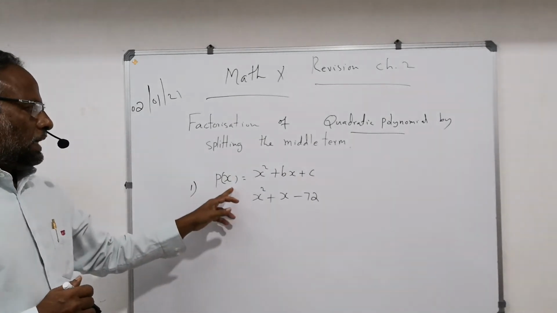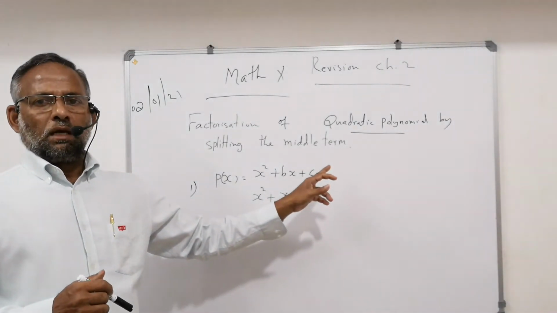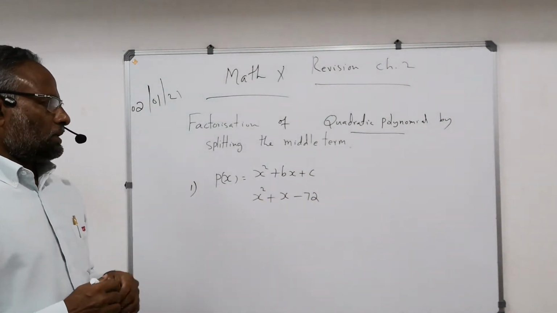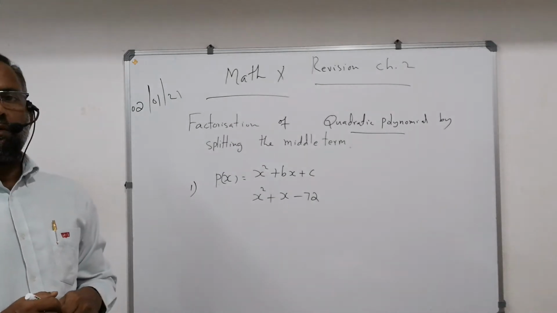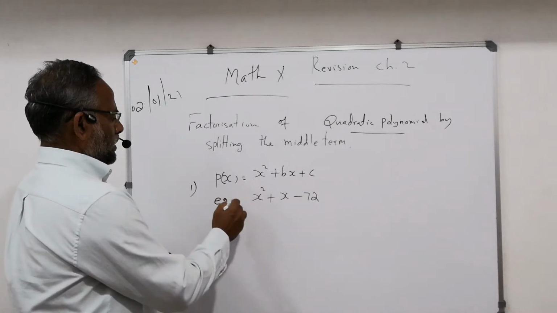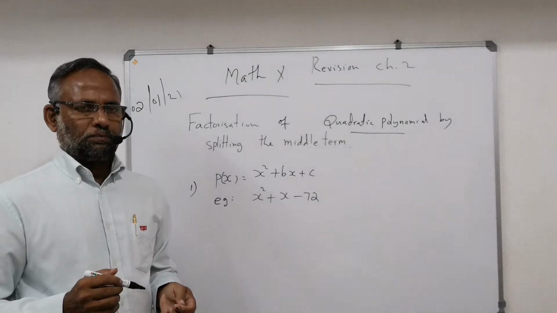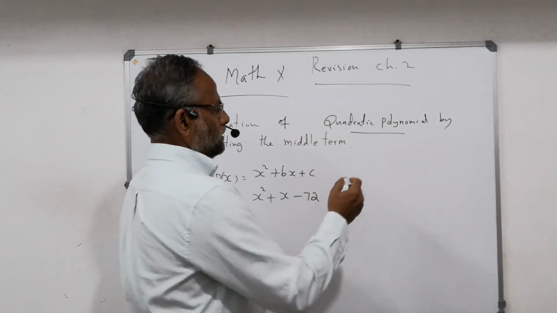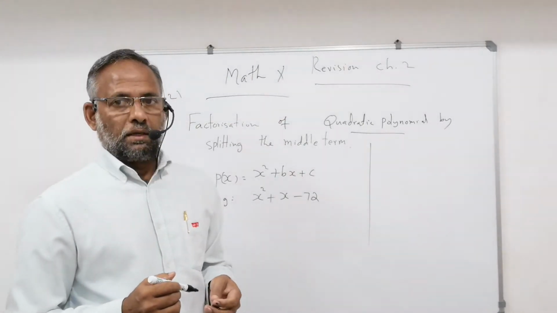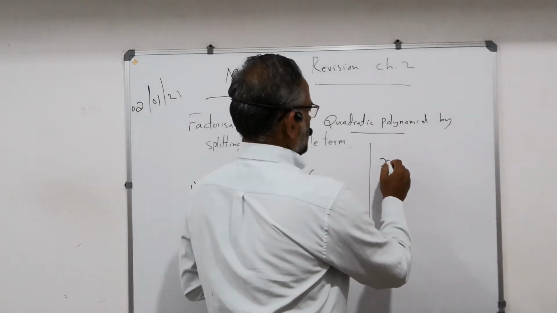See, first x square plus bx plus c. That is the general form. Another form is ax square plus bx plus c. First I am talking about x square plus bx plus c. How can we do this one? Okay. For example, x square plus x minus 72. Here you have to remember one identity. Many identities we studied from 8, 9, and then 11 identities are there. Anyway, this identity is useful, I think so.